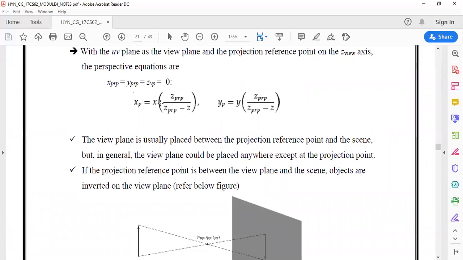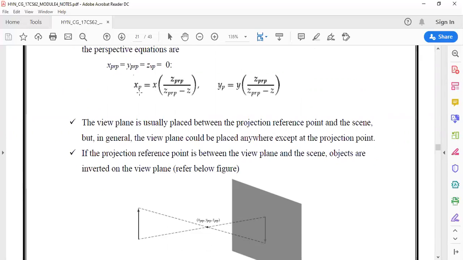So xp will be equal to x into zprp divided by zprp minus z, and yp will be equal to y into zprp divided by zprp minus z. Just substitute these values as 0 in the previous equation.